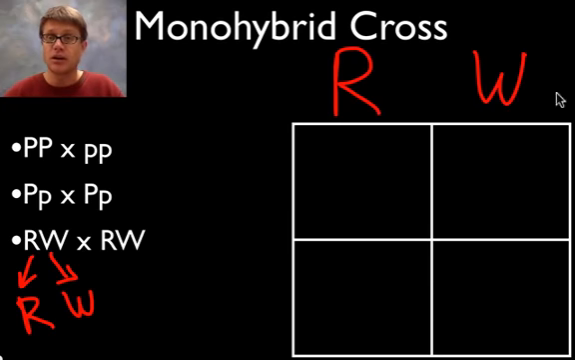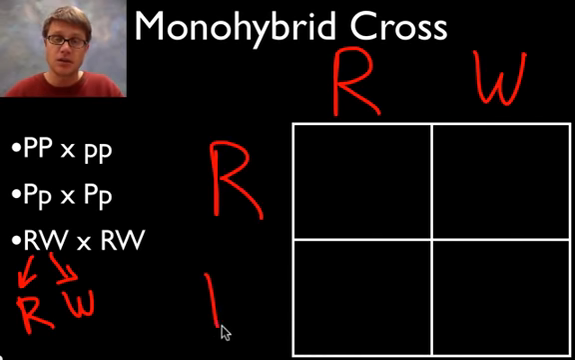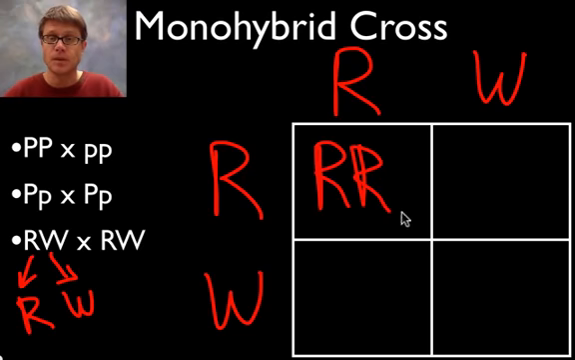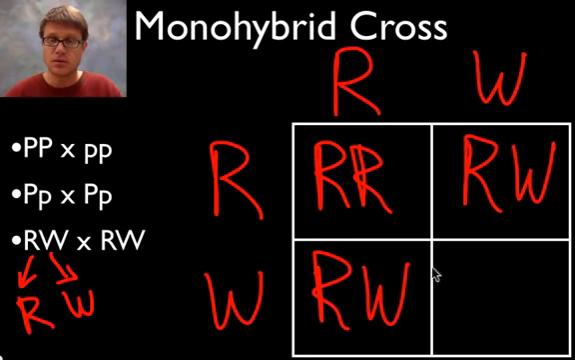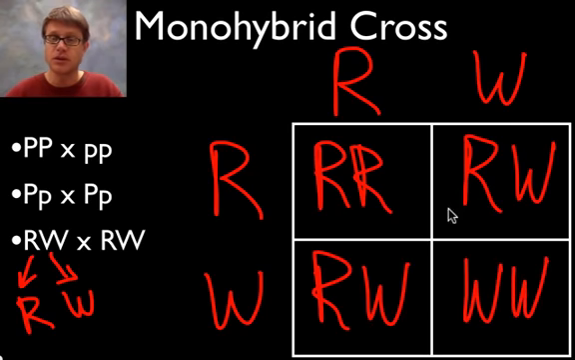So this would be the parent. This would be a 50% chance of giving the red, 50% chance of the white. And then the same thing on this side over here. So now if we fill in our Punnett square like that, what do we get for all the different choices?